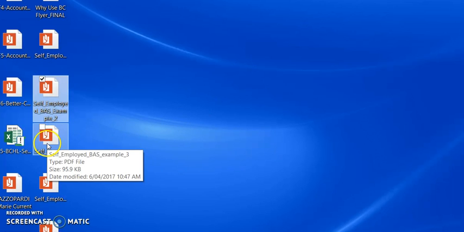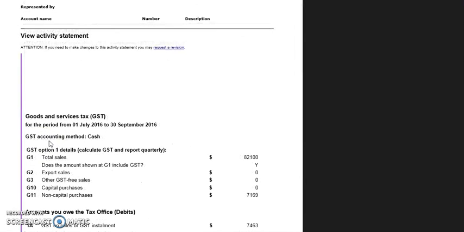Now, the next one is more similar in sales. Here we go. Same thing again, this is a September quarter. We look at G1 total sales, which is 82,100, and then their non-capital purchases under G11, not a lot. So obviously they're a pretty profitable business, you would say.